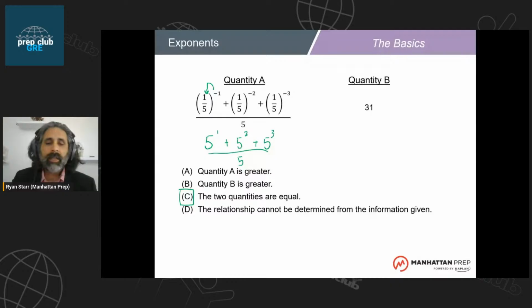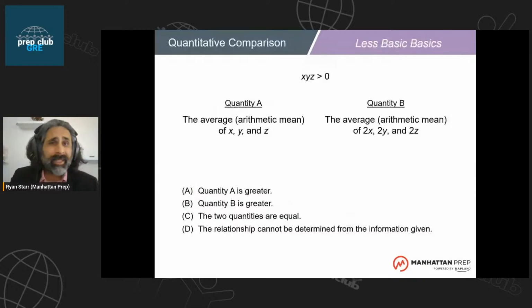All right. We're talking still about the anatomy of quantitative comparison. So we know what the answer choices are. We know what the most basic look on quantitative comparison is. Number and quantity A, number and quantity B. Now, let's kick it up a notch, as the late, great Emeril Lagasse used to say.